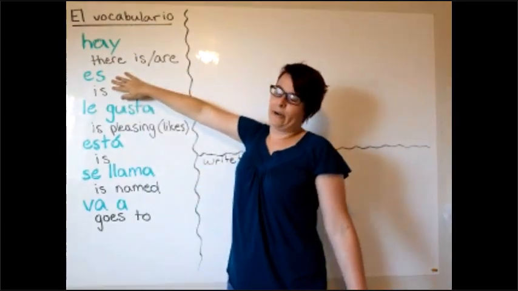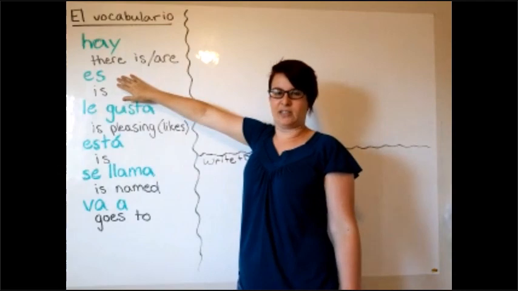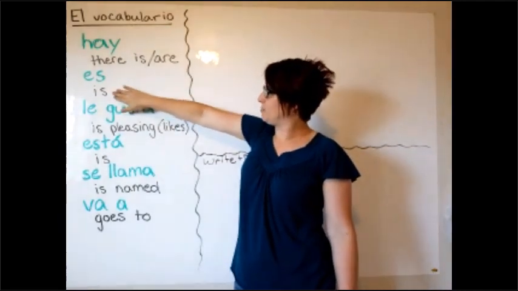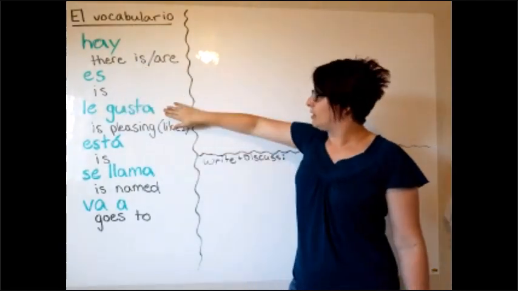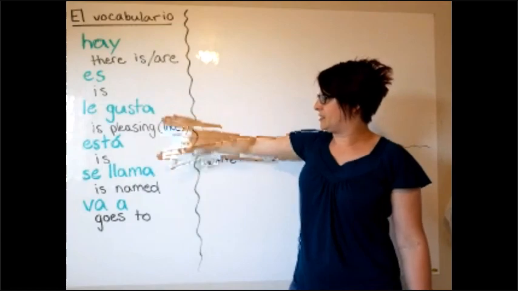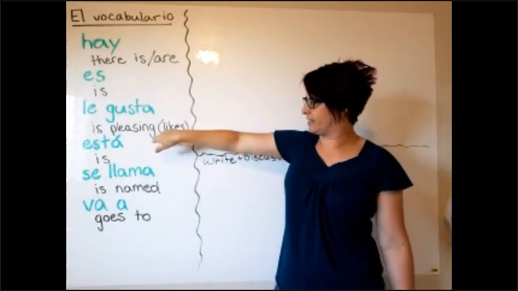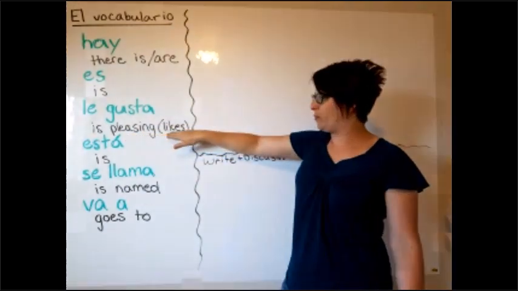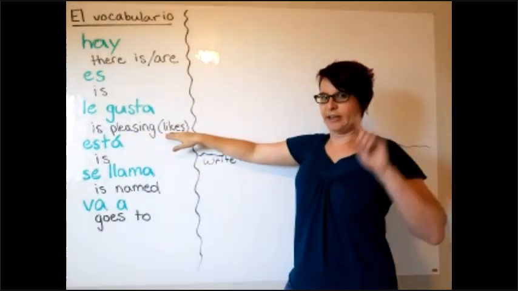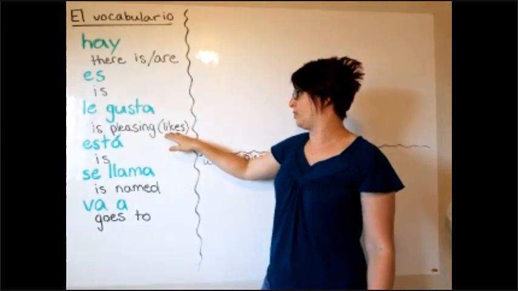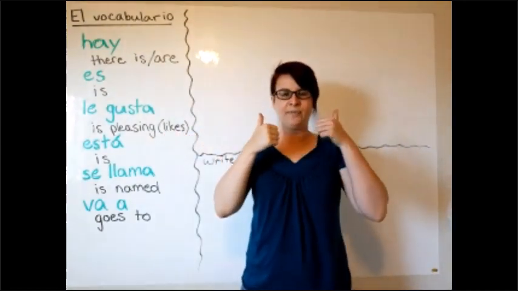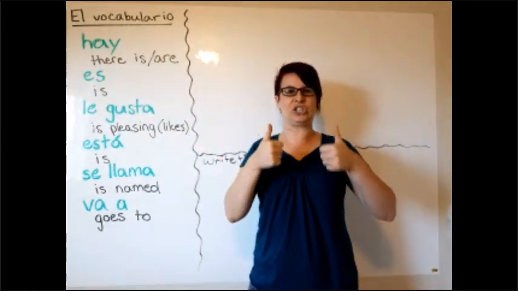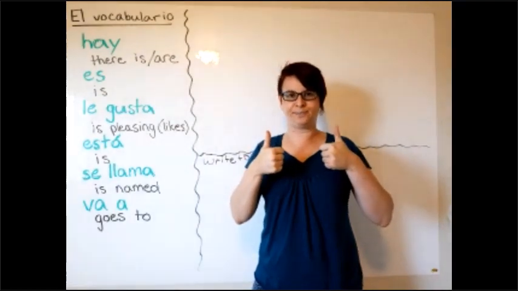Es is pretty easy. I don't have an action for this one because it's a cognate. Es means is. Le gusta means is pleasing or likes. This fits the grammar a little bit more, but we would usually say likes if we're translating it thought for thought instead of word for word. So le gusta. These are my actions here because it's good. I like it. Le gusta.